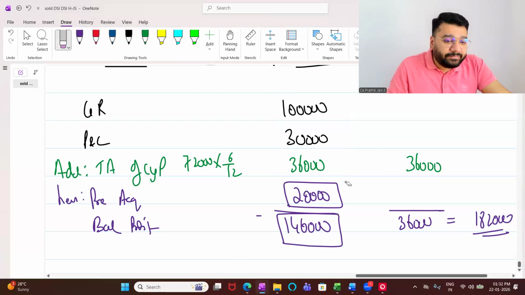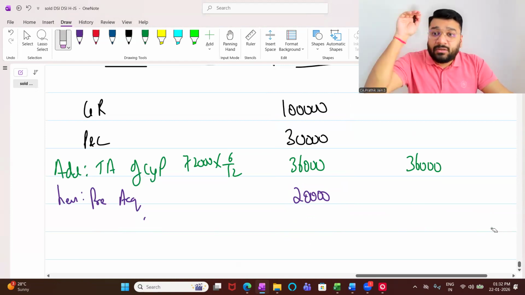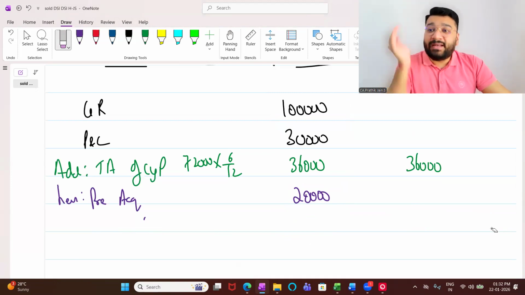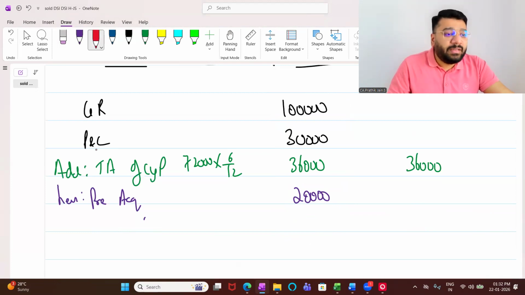Logic clear or not clear? In the exam, no need to do the balancing right now. After we do further adjustments, then we'll do the balancing. But why I did the balancing is because I wanted to put a concept in your head. So what we did in the ledger is what we've done so far in the table. Now we have to do adjustments for revaluation.